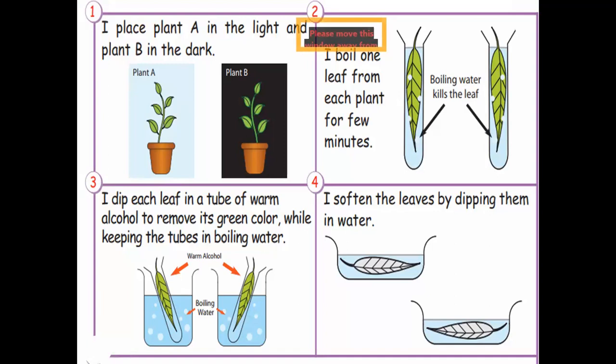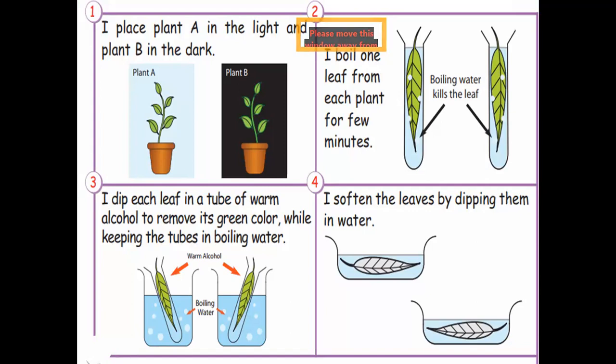Plant A and plant B, one of them is placed in the presence of sunlight, which is plant A, and the other, plant B, is placed in the darkness. Second step, what did we do? We boil one leaf from each plant.